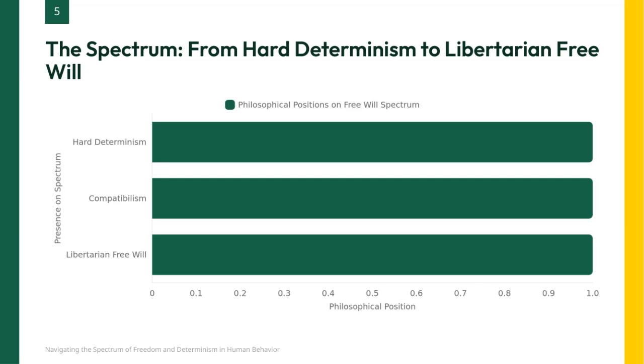What's important to understand is that these positions reflect different views on whether and how free will can exist. Hard determinism holds that free will is an illusion because every action is determined by prior causes. Compatibilism, on the other hand, argues that free will can coexist with determinism, meaning we can still be considered free in a determined world. Lastly, libertarian free will posits that we have genuine, undetermined freedom to make choices. This spectrum helps us see these ideas not as isolated beliefs, but as points along a continuum concerning control and causation.